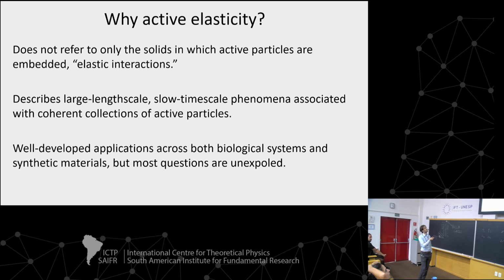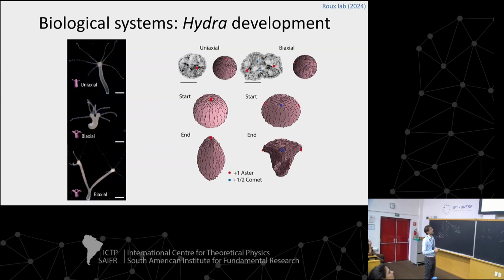So similarly to how we talked about fluids, we're going to talk about solids where we have generally an elastic medium plus active particles, but the active elasticity is the coarse-grained description of both of them together, right? If you just think about the passive elastic part, what it gives you are elastic interactions, effective interactions between the active particles. And what we're interested in describing are the large length scale and slow time scale phenomena that give rise to a continuum theory.